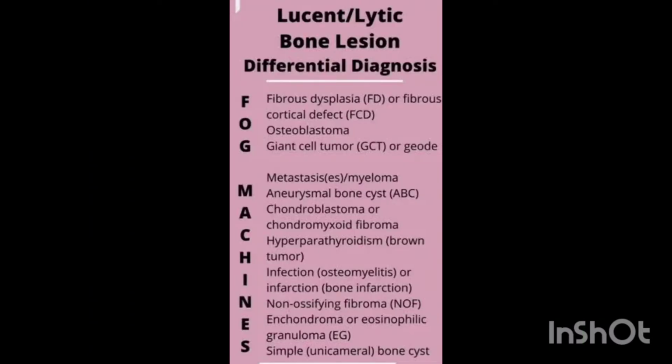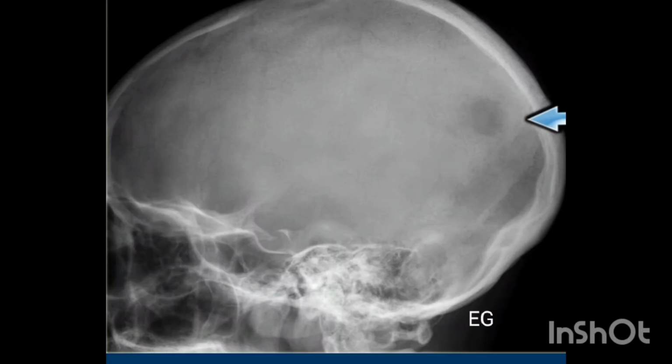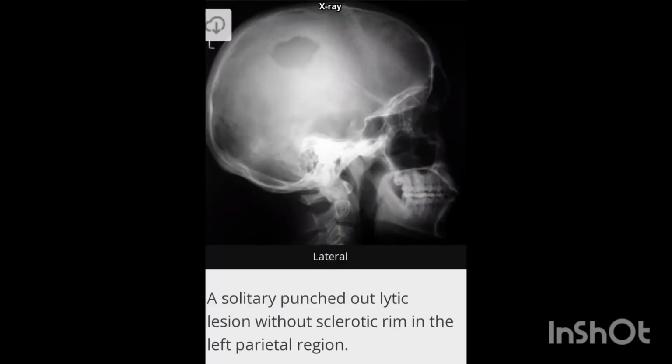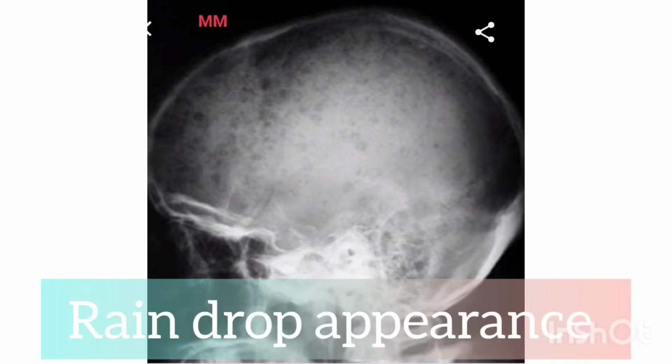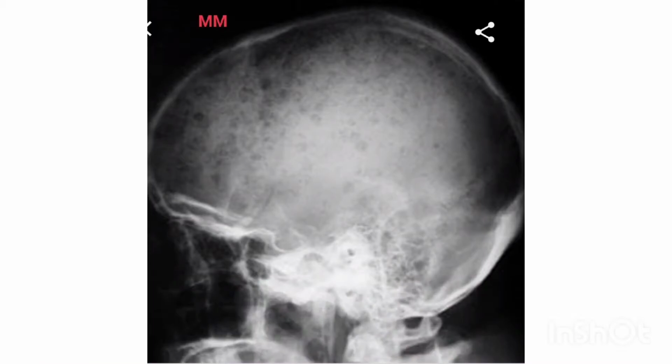This is the differential diagnosis of the lytic bone lesion, and the mnemonic is FOGMACHINES. This is an example of eosinophilic granuloma. There is a punched out lytic lesion with a sclerotic rim, which is a typical appearance of eosinophilic granuloma. There are multiple punched out lesions seen in multiple myeloma.